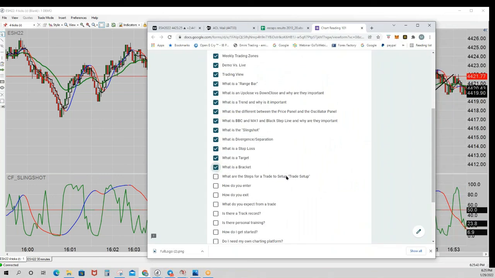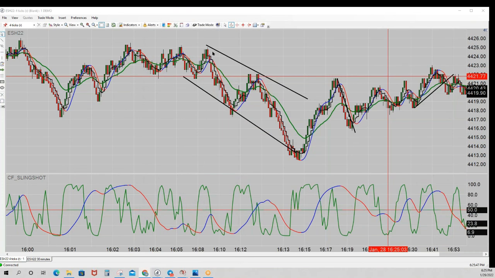Now the step-by-step trades for the trade setup, well, I basically went through those. Step 1 is you have to have a trend. Step 2, the MA1 cross. Step 3, after the cross, price has to pull away from the BBC. That means you have to have a bar that is closed that is pulled at least 1 tick away from the BBC. Step 4, you want to see it pull back and touch the BBC preferably. And step 5, you want to have the right kind of separation in the slingshot.